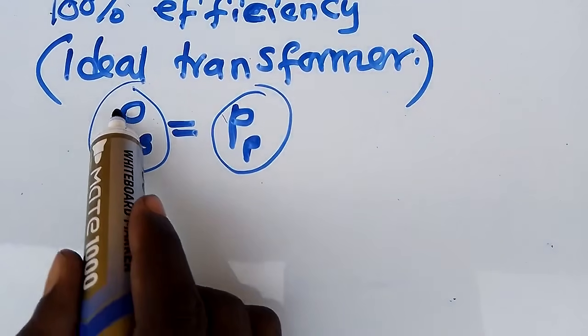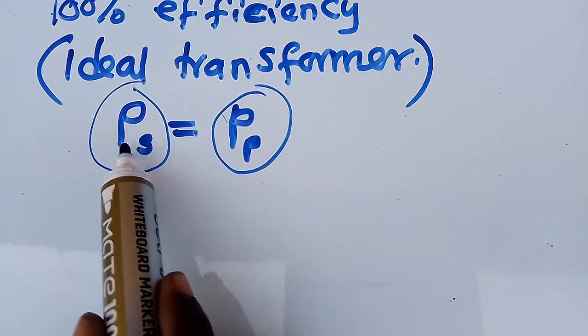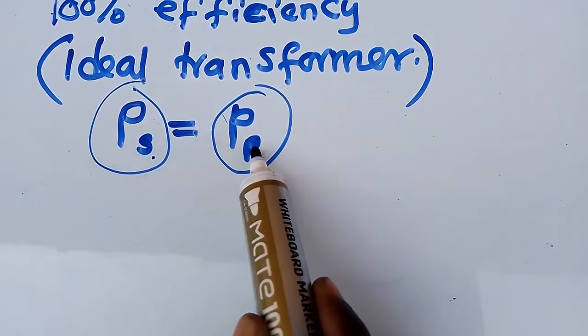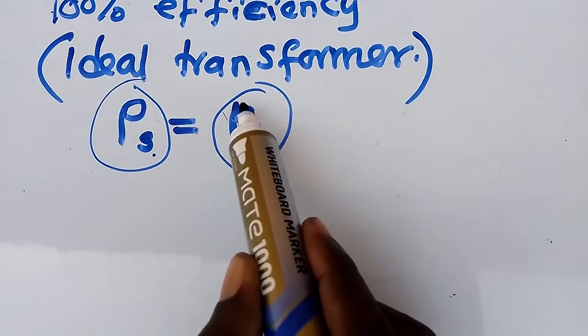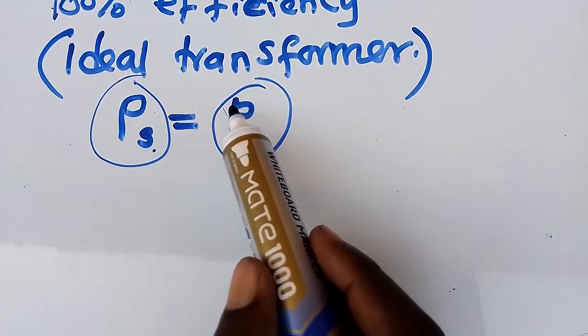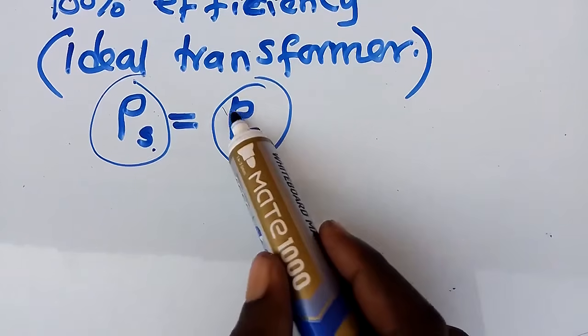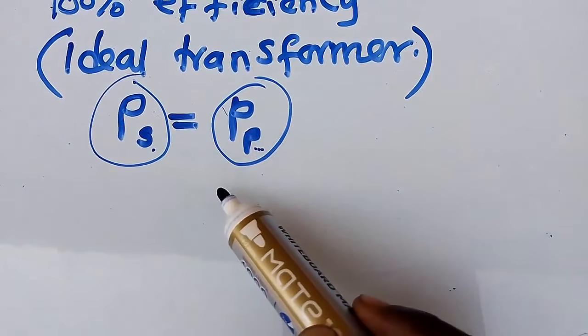So here, this P is symbolizing power. This is the secondary coil. This is the primary coil. Then this P is equal to what? This P is equal to power. Then this one is the primary coil.